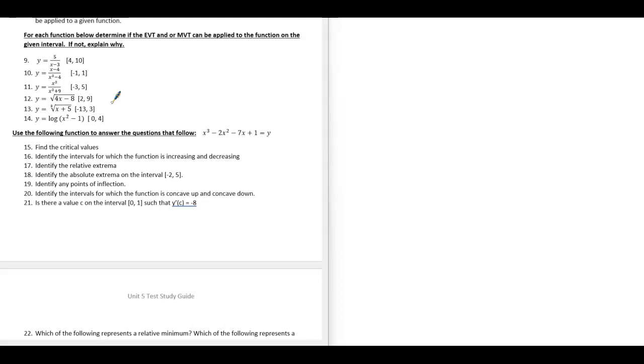Now, cube root functions are continuous everywhere. There's no discontinuities. So yes, it is going to be continuous on any interval, and that would include the one that they're giving us. So that means that the EVT applies. There has to be an extreme value. But now, does the MVT apply? Well, we need to find the derivative.